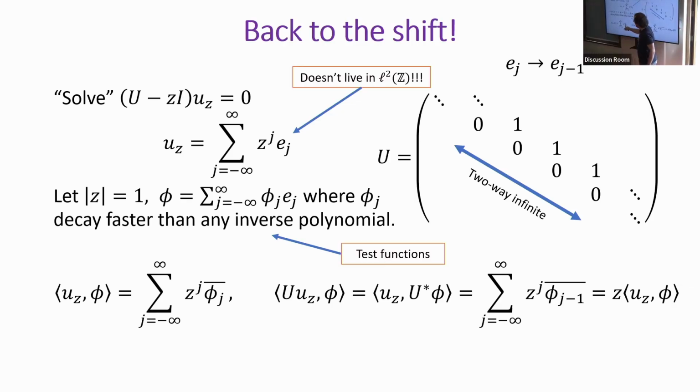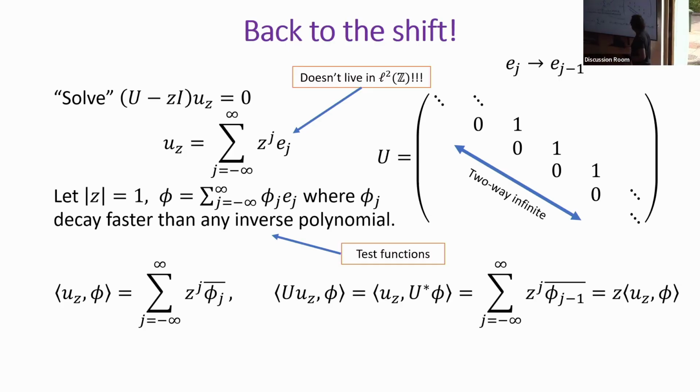Okay, so these phi j are regularizing this non-convergent series. What does that mean? If I imagine that I can apply the usual rules of linear algebra and take u, my unitary operator, the two-way shift, apply it to uz, I can apply the adjoint to phi. What I'm going to get back is this equation here.